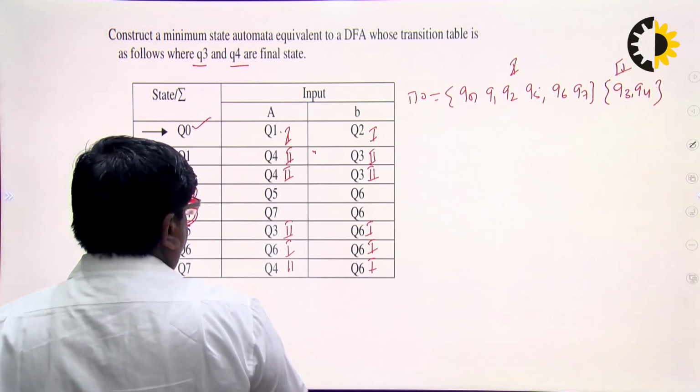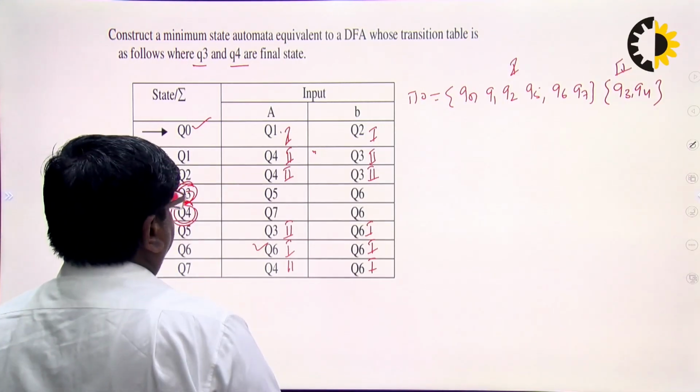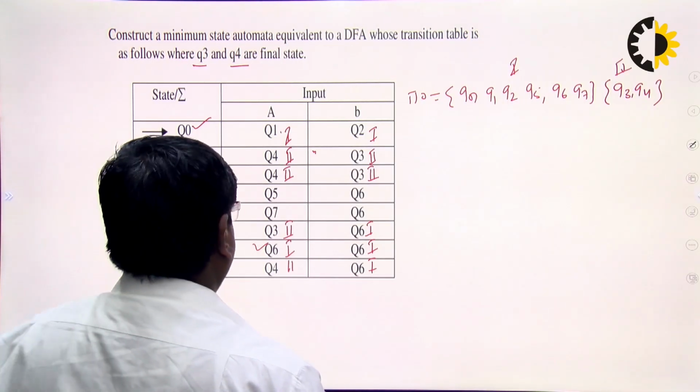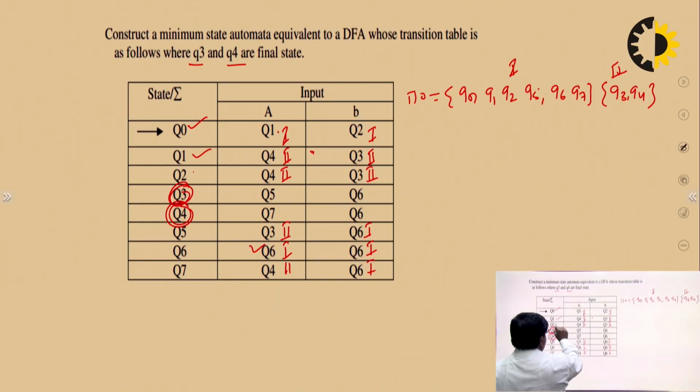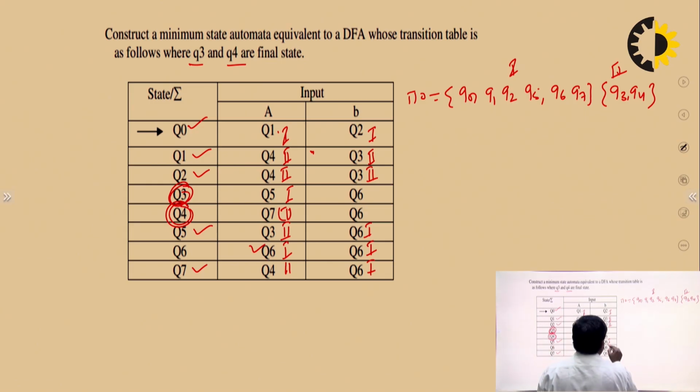Meaning this state has a similar behavior. This state has a similar behavior, and this state has a similar behavior. Now check Q3 and Q4. Now Q5, Q7, Q5, that is 1, that is 1. Q6 that is 1, that is 1. It means Q3 and Q4 also have a similar behavior.